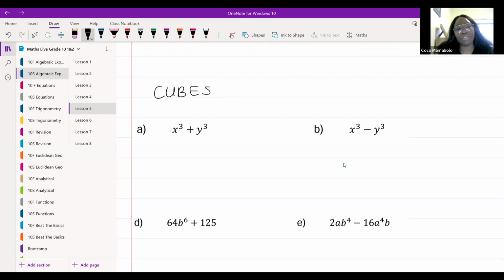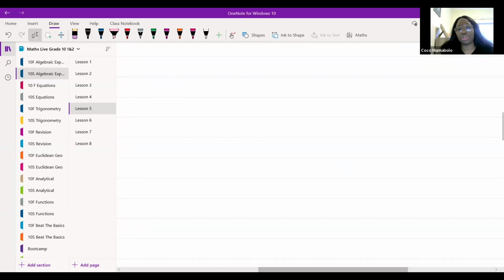And thumbs down if I need to do a quick recap. Okay, Narisha says a bit. And these are quite nice. Cubes are quite nice. We're going to go through cubes very quickly. All right, let's do cubes.